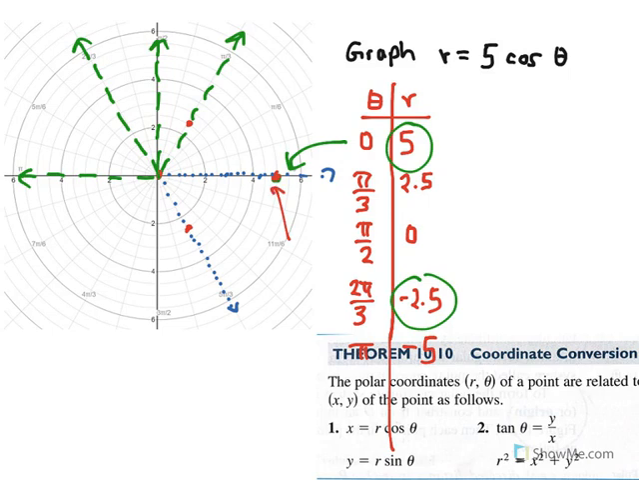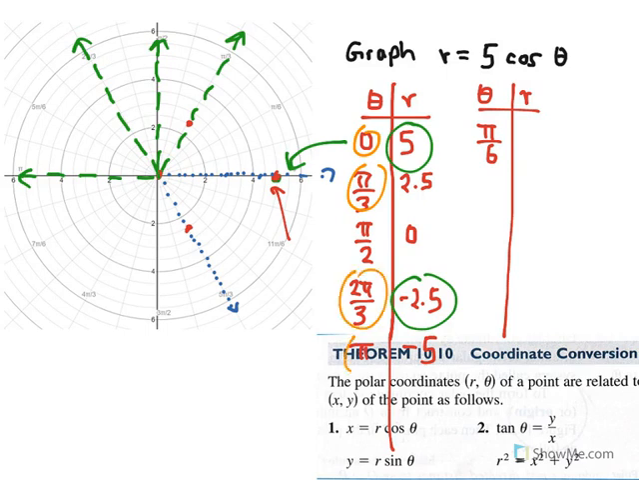Now you'd probably want to fill in with additional values for theta, such as pi over 6 between 0 and pi over 3, and maybe 5 pi over 6 between 2 pi over 3 and pi. That might help you see that what you have here is a circle.